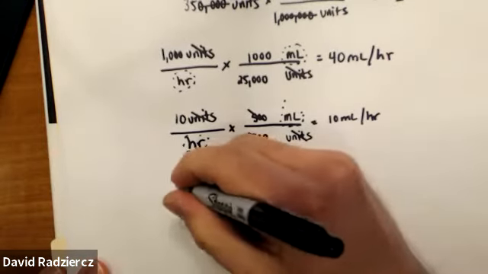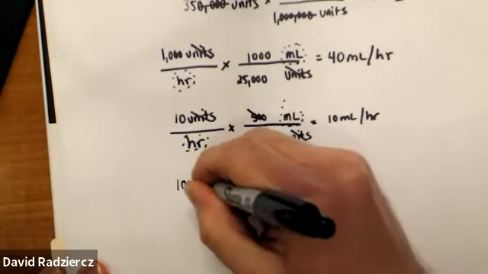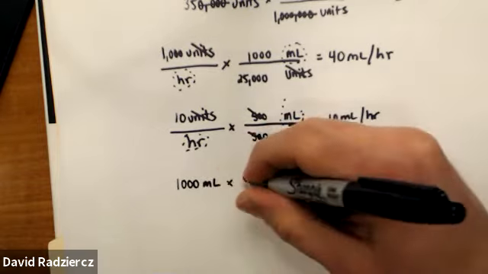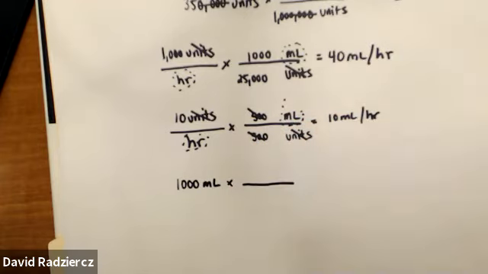So I know I have 1,000 milliliters. Okay. And I want to know basically how long it's going to take for that 1,000 milliliter IV bag to be done. So we know that it's infusing at 50 milliliters per hour, but what I'm looking for in this question is how many hours.